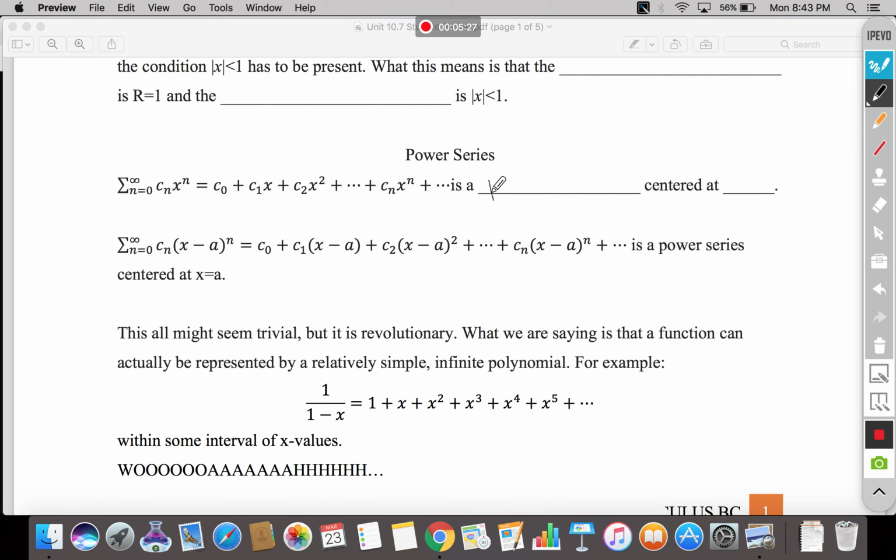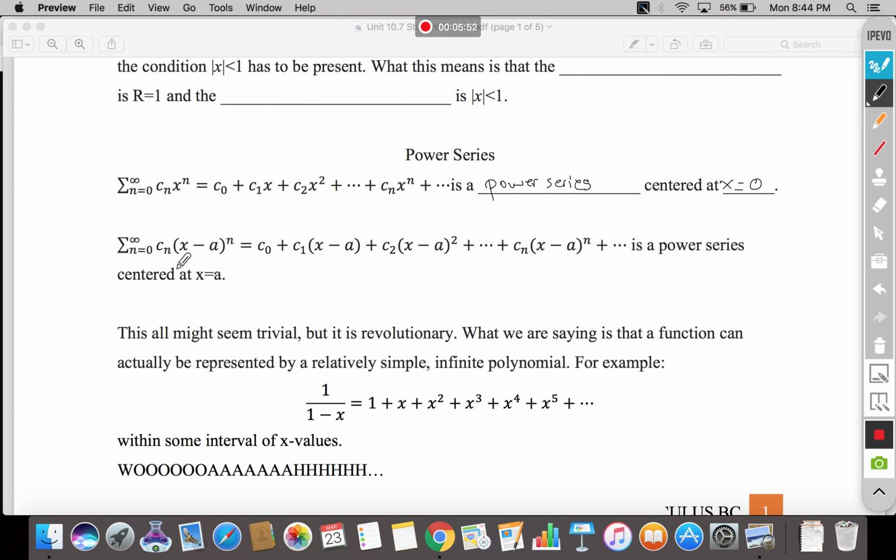And this is a power series. It is a power series centered at a value here of x equals 0. That's technically what we just had above. All right, power series centered at x equals 0.